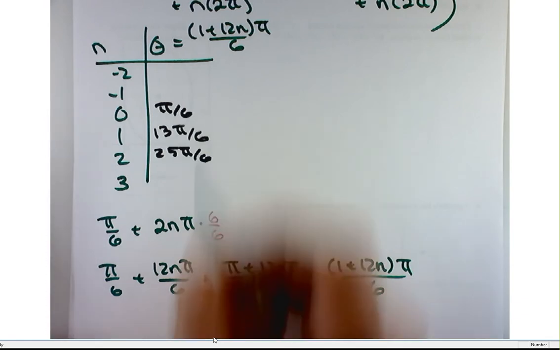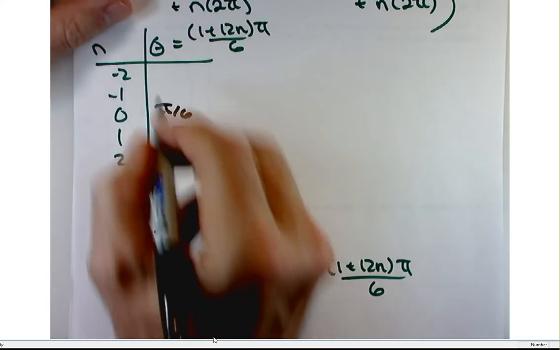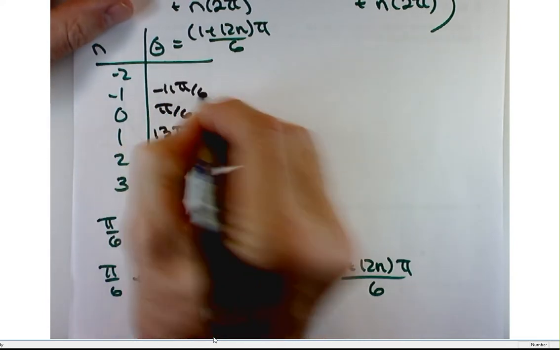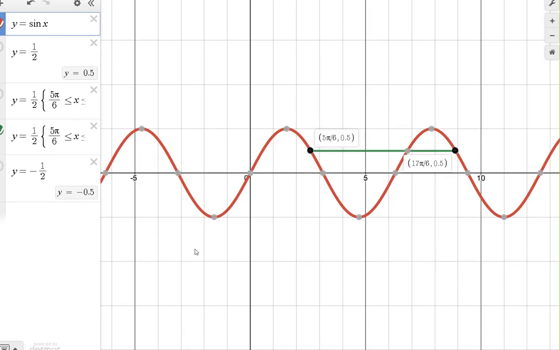How about -1? What if I put in -1 up here? What would I get then? -11. -11 pi over 6. Thank you. I think Michael got that one first. Thank you. So let's just kind of look back and see that this matches what we expected.